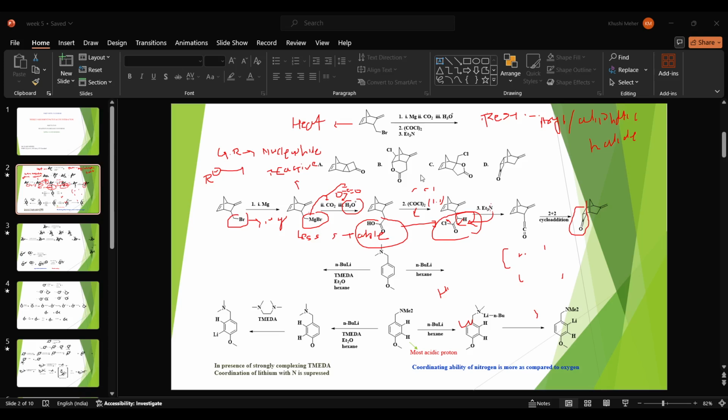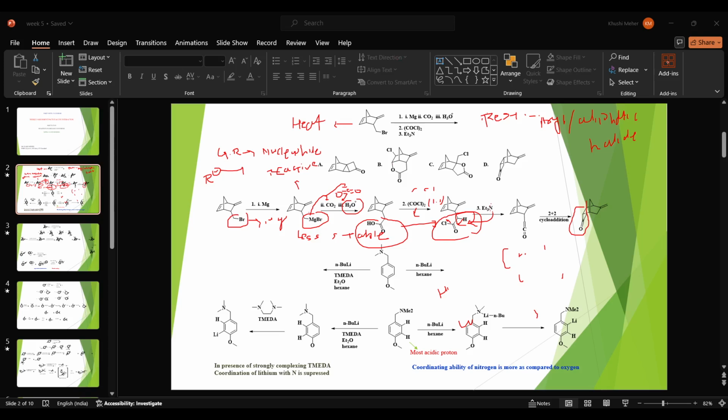Then what will happen? We will get the corresponding alcohol from this boron. And after that we are using PCC, that you know what PCC is.